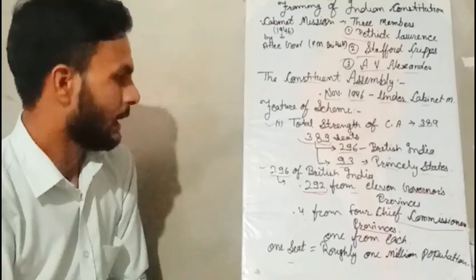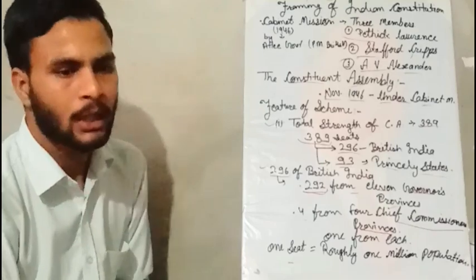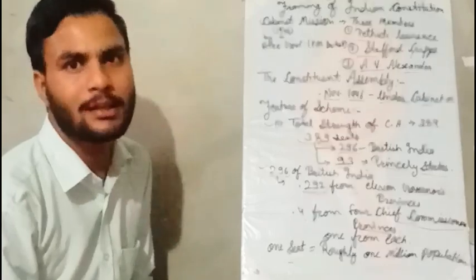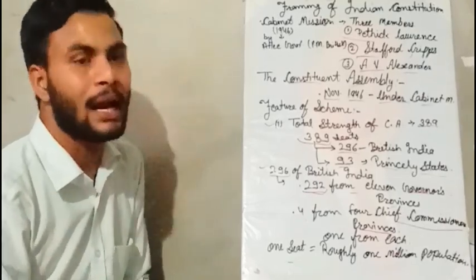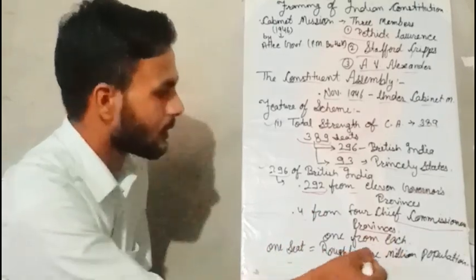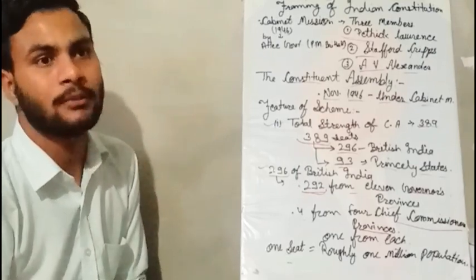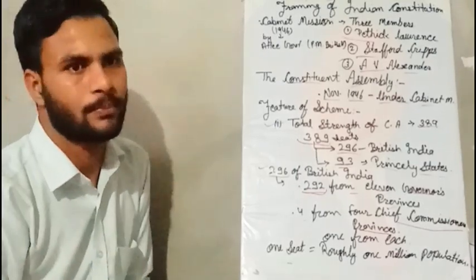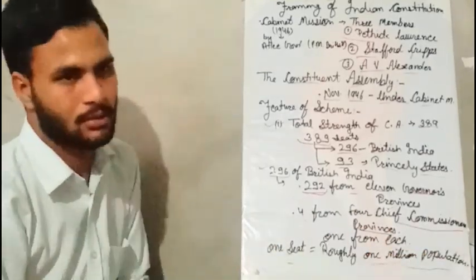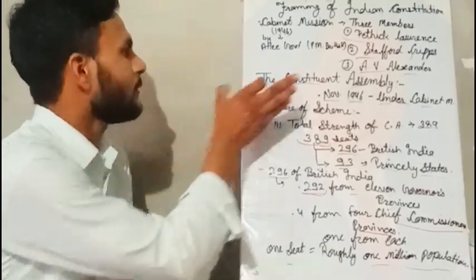After that, we look at how these seats are to be distributed and how we decided that India should have only 389 seats in the Constituent Assembly. Every seat is decided at roughly one seat per 1 million population, so roughly every 1 million people have a seat. That is all I have discussed in this chapter, and these are the core features of the Constituent Assembly.